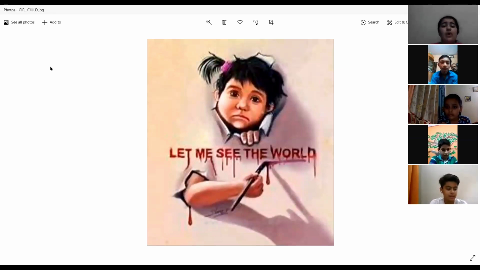I request you all to let this bud bloom and spread her fragrance. This incarnation of Durga has the power to change the world. She has the power to be a mother, a daughter, a sister, a wife, and the carrier of the nation. Thank you.